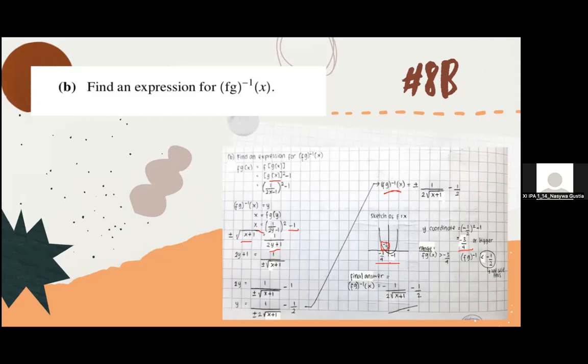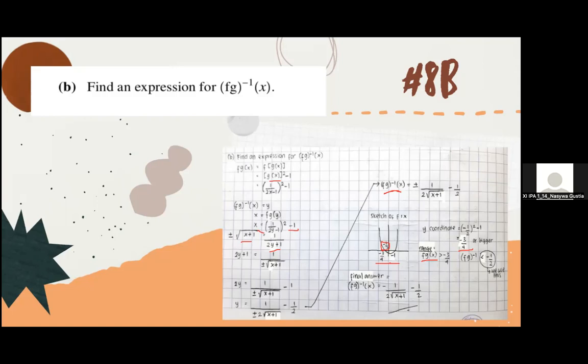And to find the domain and the range of fg inverse, we only need to look at the ones in fg of x, and reverse it. So the range in fg inverse will be less than negative 1 over 2.